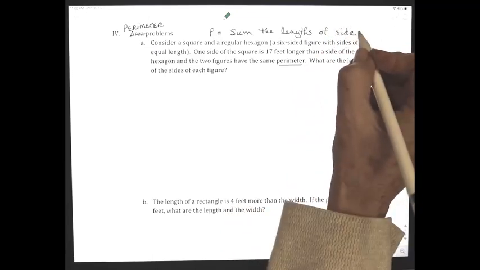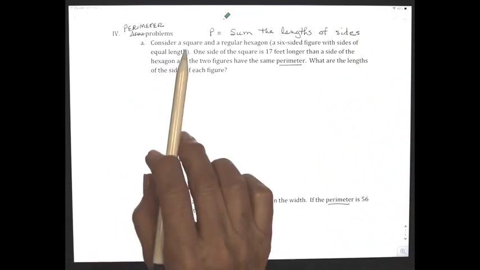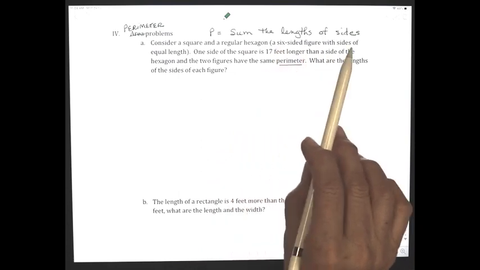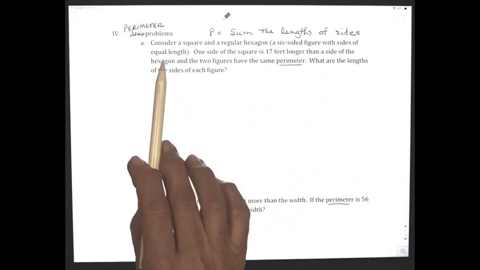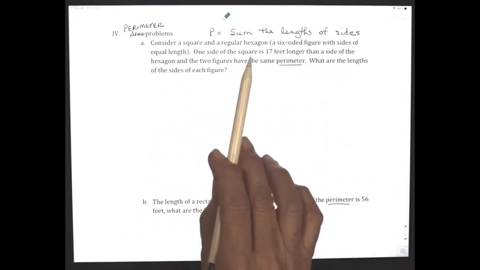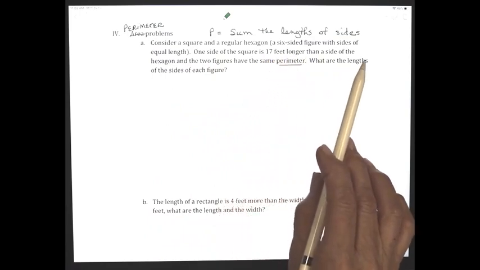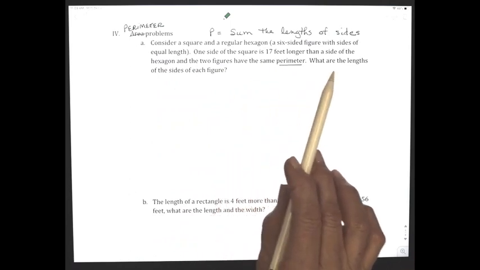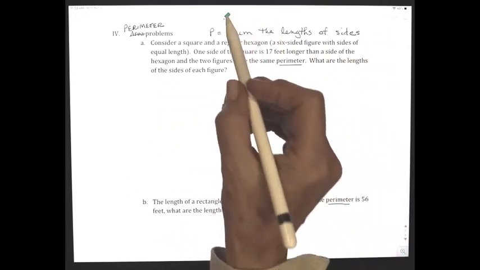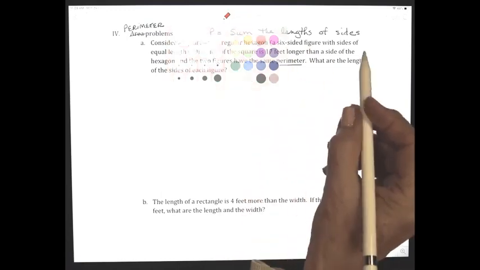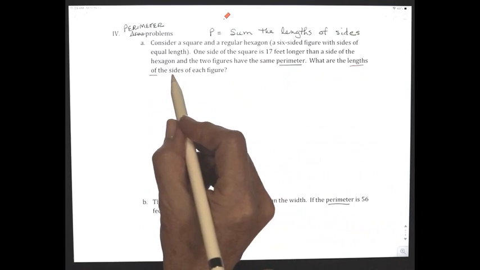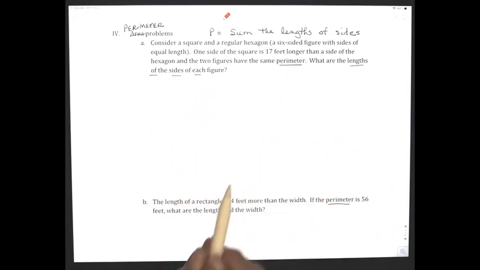In this first problem, I'm working with a square and a regular hexagon. And it defines here that a regular hexagon is a six-sided figure with sides of equal length. One side of the square is 17 feet longer than a side of the hexagon, and the two figures have the same perimeter. What are the lengths of the sides? So as we've talked about before, you might want to go to this last part of the problem and see what you're looking for. We're looking for the lengths of the sides of each figure.